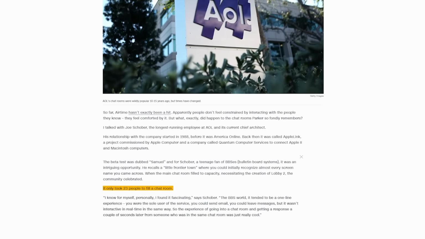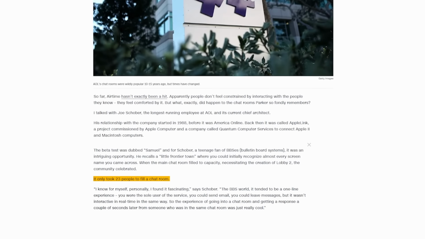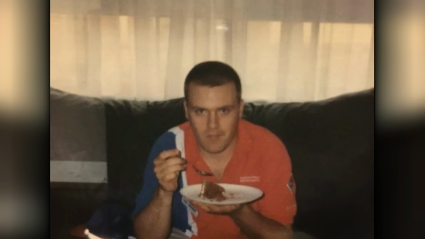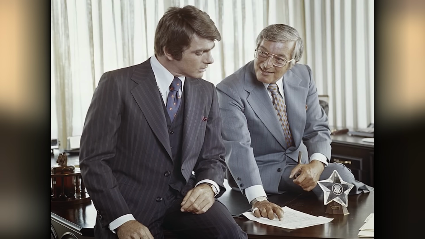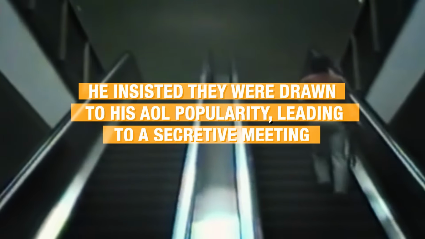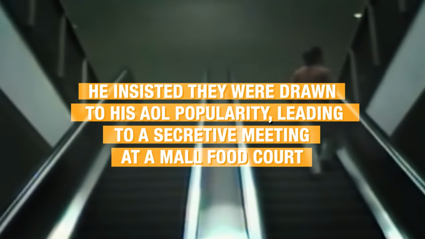Casting doubts on his purported following, ICT resorted to desperate measures to keep his mentorship audience hooked. ICT wove intricate hoax stories featuring enigmatic figures named Tobias and Parson. He insisted they were drawn to his AOL popularity, leading to a secretive meeting at a mall food court.